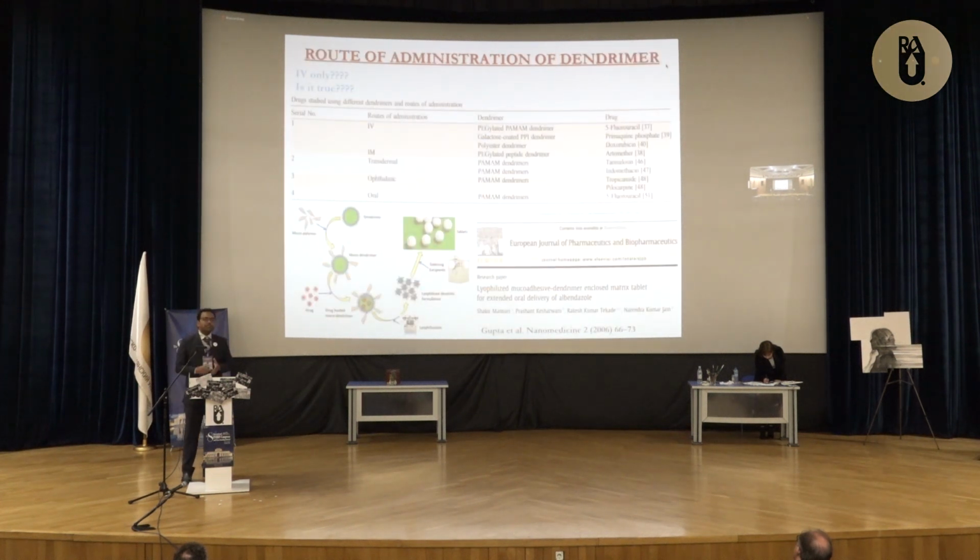Now you might be thinking, what is the route of administration of dendrimer? Most commonly they are given by the IV route, but IV is not the only route. They can also be given by various routes like intramuscular, transdermal, ophthalmic, as well as oral. If you see this figure, this is our recent publication in which we applied the concept of conventional therapy as well as novel technology.